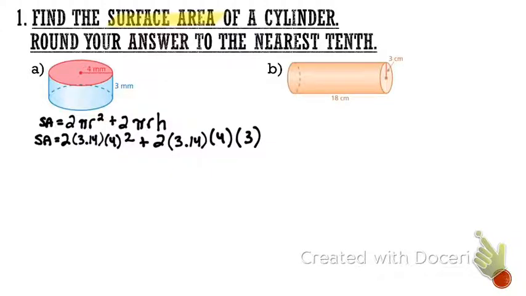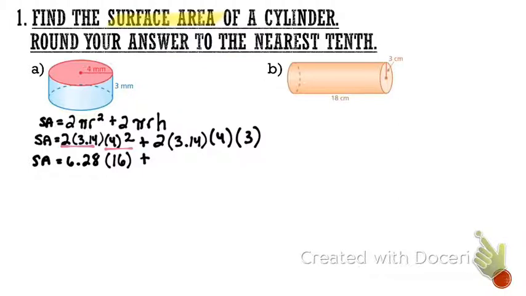So really all we're doing is plugging in a whole bunch of numbers here. Let's focus on this first part right here. 2 times 3.14 is 6.28. Now we're going to focus on the next part over here, 4 squared. Remember, that does not mean 4 times 2. 4 times 4, because you have to multiply it by itself, is 16.